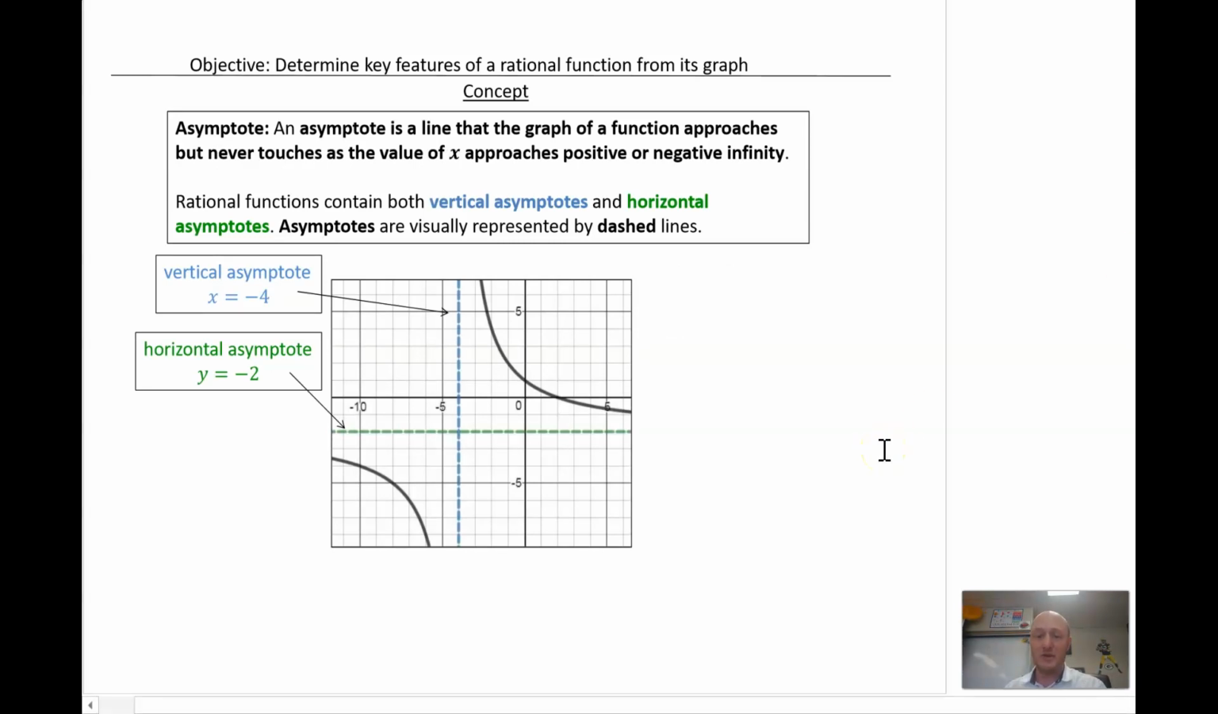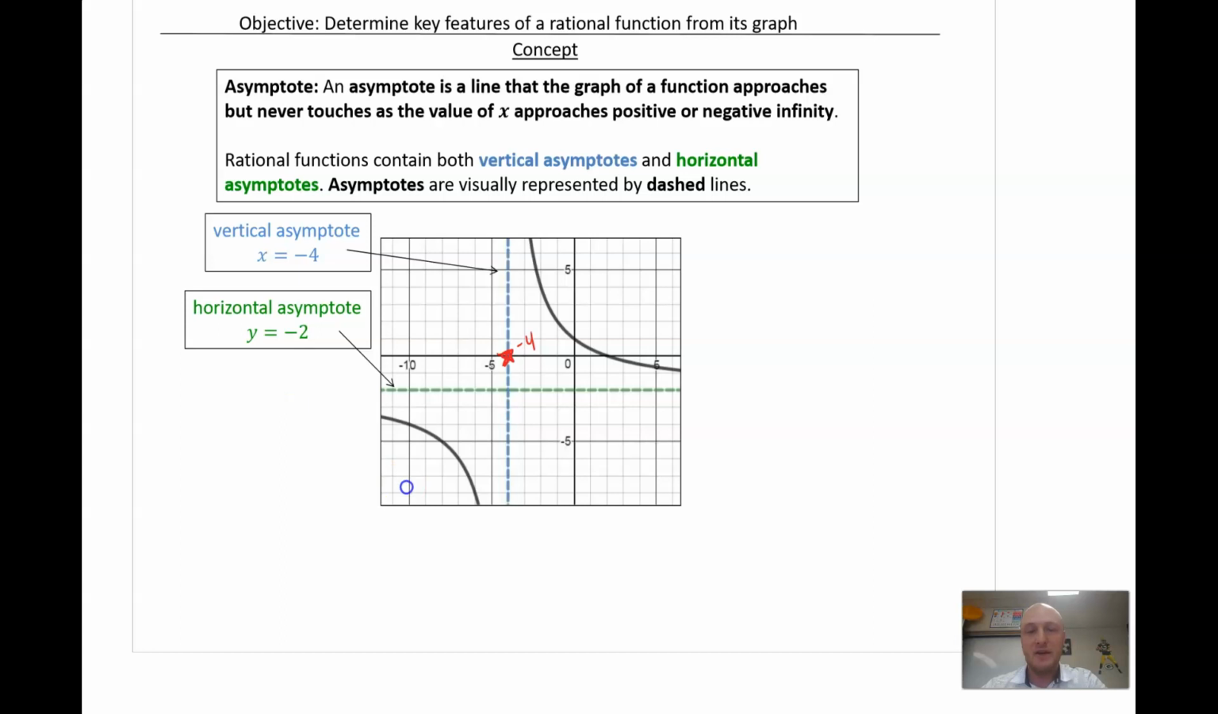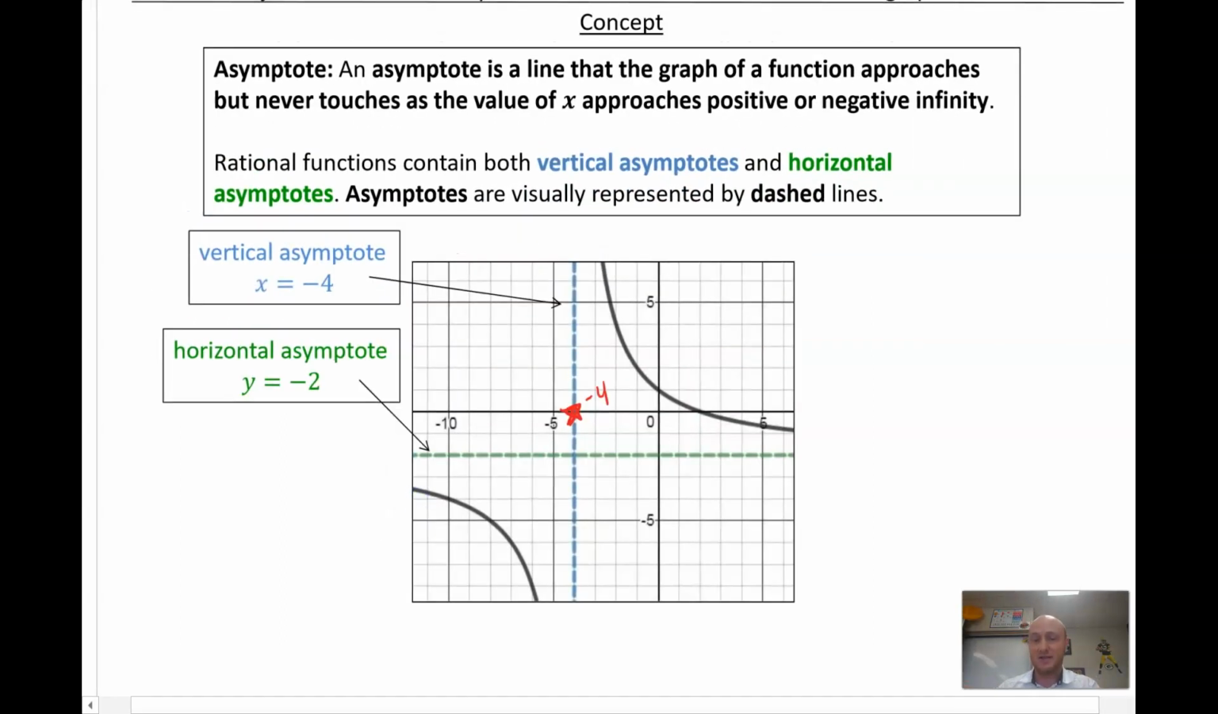Now, rational functions have two asymptotes. They have a vertical asymptote and a horizontal asymptote. How do we name them? Well, we name them with the convention of how we name straight lines. So a vertical asymptote is going to intersect the x-axis, and you can see it here, and that occurs at -4. Since it intersects the x-axis at -4, we name it x equals -4.